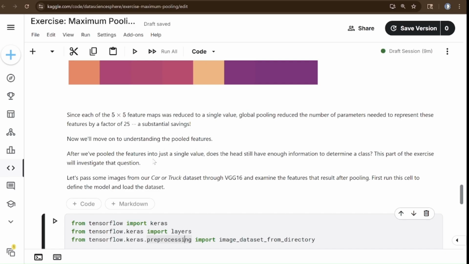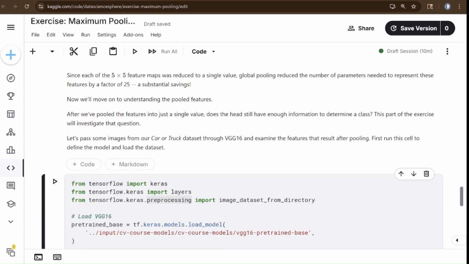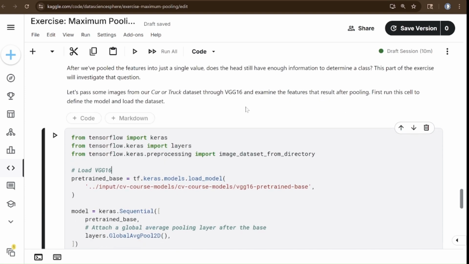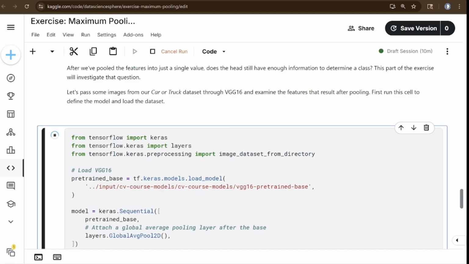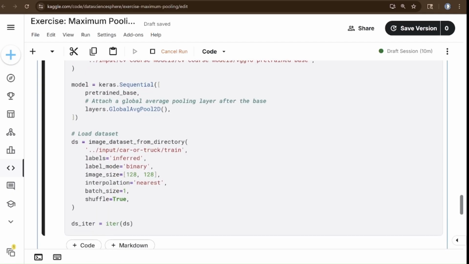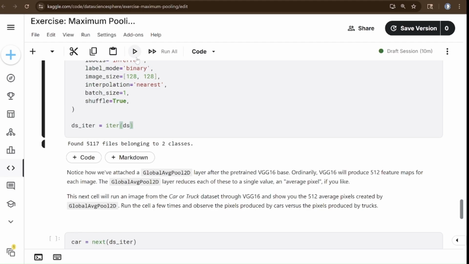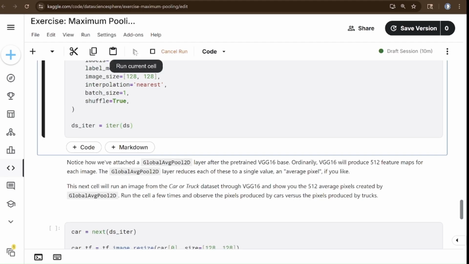After we have pooled the features into just a single value, does the head still have enough information to determine a class? This part of the exercise will do that. See, let's pass some images of cars or trucks through VGG16 and examine the features after pooling. First, run the cell to define the model and load the dataset. Notice how we have attached a global average pool 2D layer after the pretrained VGG16 base, for images belonging to two classes.